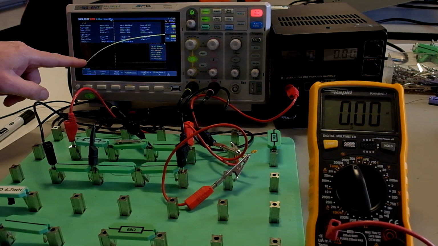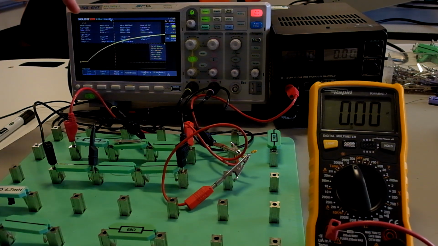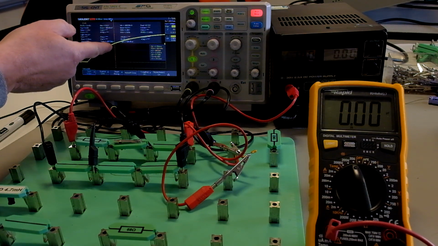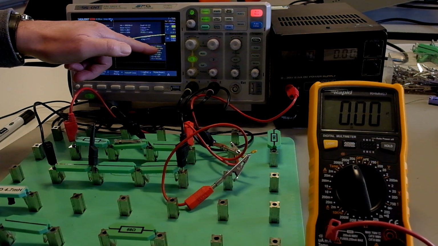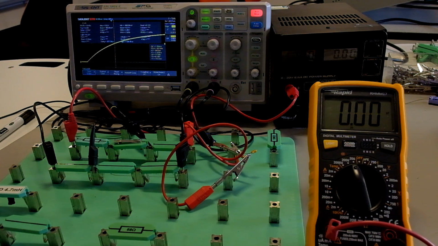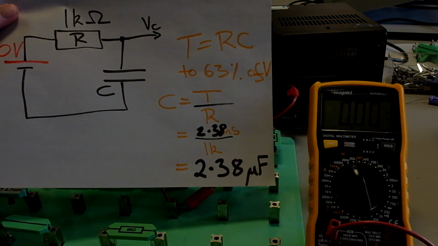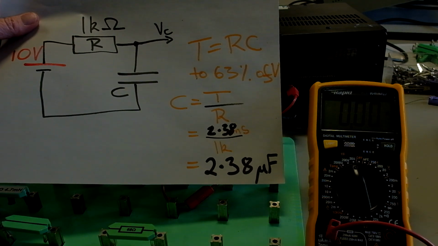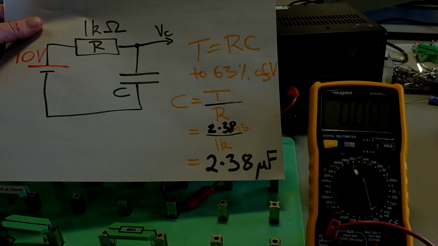What we can see there, the time from 0 volts to get to 6.3 volts, that's the vertical difference, where that cross is the voltage there, 6.3 volts, that time is 2.38 milliseconds. If we take our 2.38 milliseconds, divide it by the 1K resistor, that gives 2.38 microfarads. That does verify the meter value of 2.32 within reason.